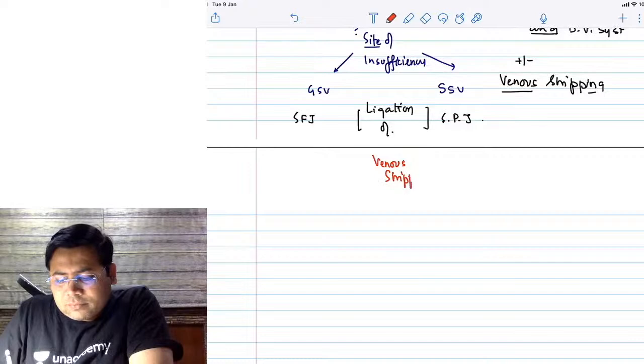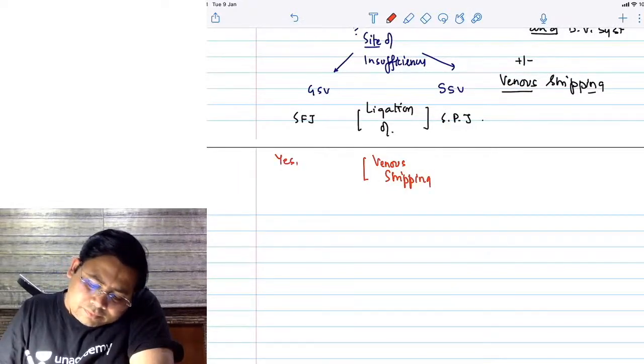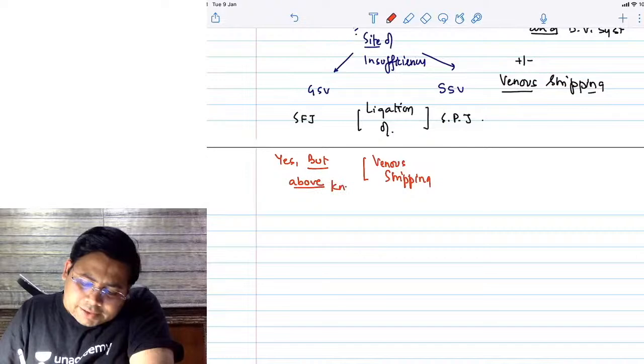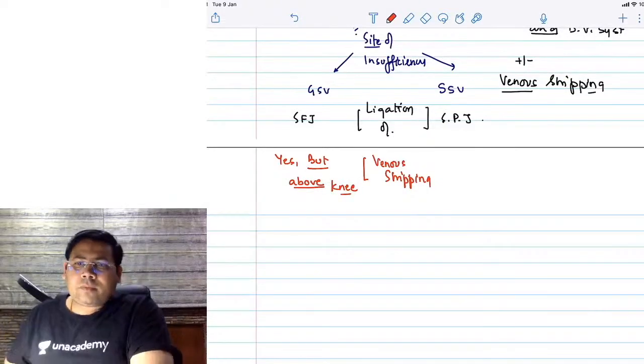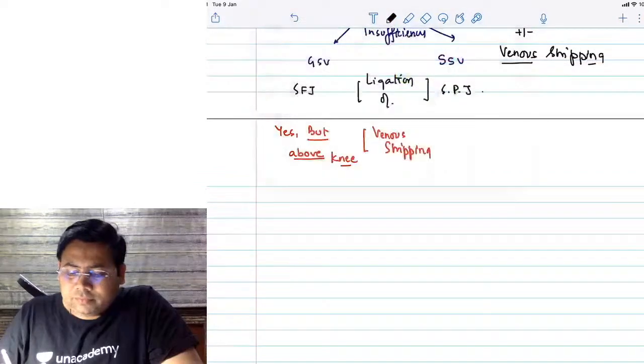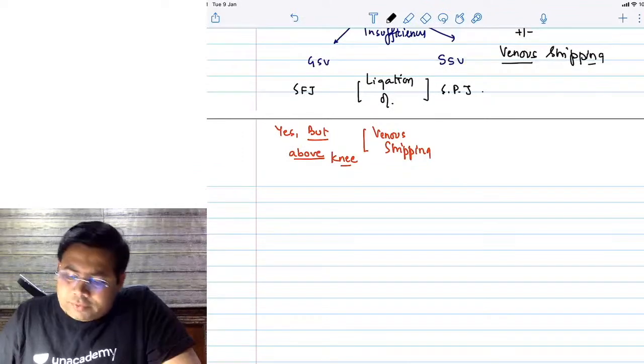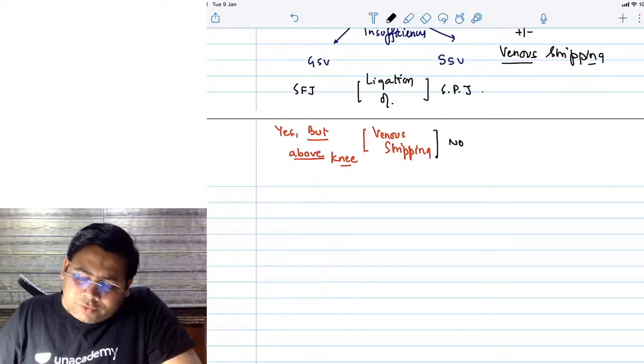Will we go for venous stripping? Answer could be yes, but above knee. Now when you're talking about above knee venous stripping, what will be the problem if you go for below knee? Here there is no venous stripping.